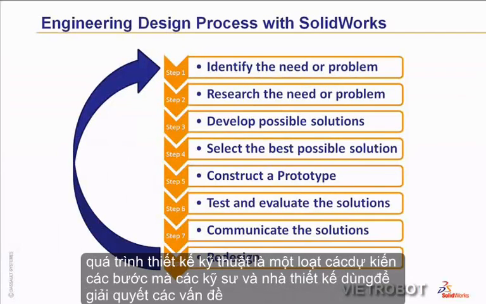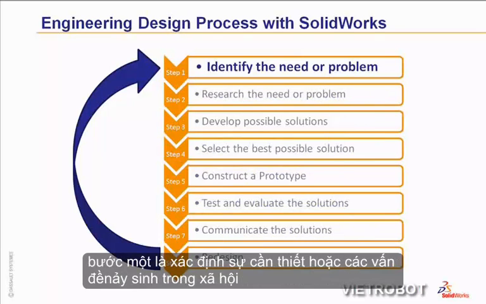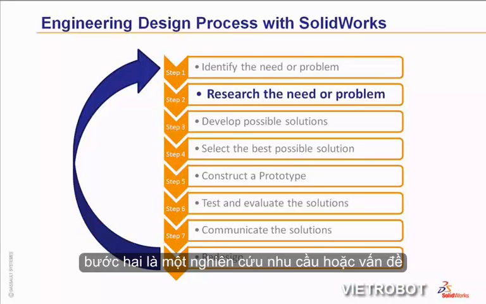The engineering design process is a series of iterative steps that engineers and designers take to solve a problem. The engineering design process consists of 8 steps, each addressing different questions regarding the overall design. Step 1 is to identify the need or the problem. You need to ask yourself what problems exist in society that can be solved with engineering and what processes can be improved through engineering.